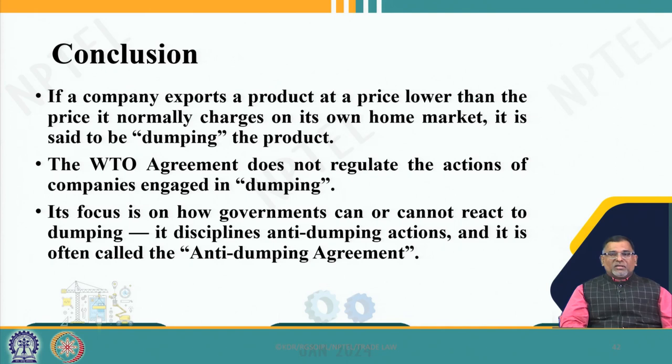For example, dumping has happened, and there is no connection with the injury to the domestic industry, and the injury to the domestic industry is attributed to some other reason, like economic slowdown, pandemic, foreign exchange fluctuations, or any other economic criteria, then anti-dumping duties cannot be imposed. So, clearly there must be a connection between dumping and injury to the domestic industry. If there is no injury to the domestic industry, no anti-dumping actions can be taken.